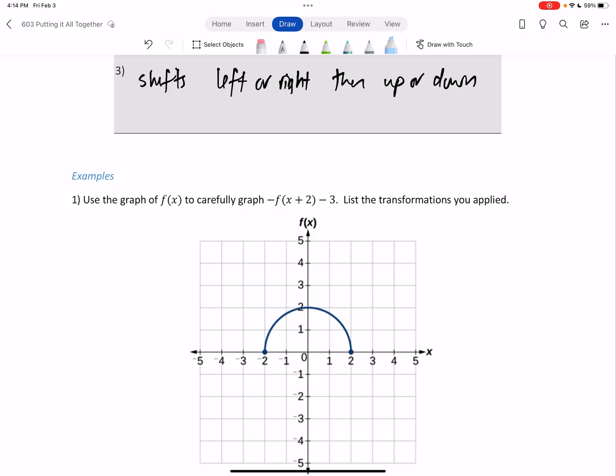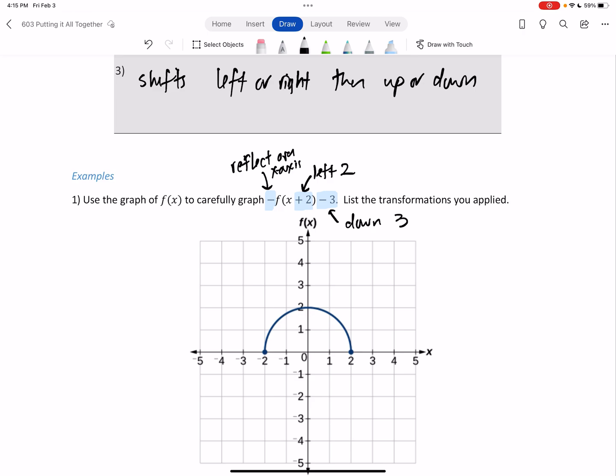Okay, so this one says, use the graph to carefully graph this new function. And let's do the transformation. So I see 3 transformations here. I see this minus in the front, I see this plus 2, and I see this minus there. So I'm going to do this plus 2 because it's inside the parentheses. So that tells me to go left 2. I'm going to do this one here because it's multiplied, and it's a reflect. It's taking all the y values and making them negative. So reflect over the x-axis. And then last but not least, this minus 3 is going to go down 3.